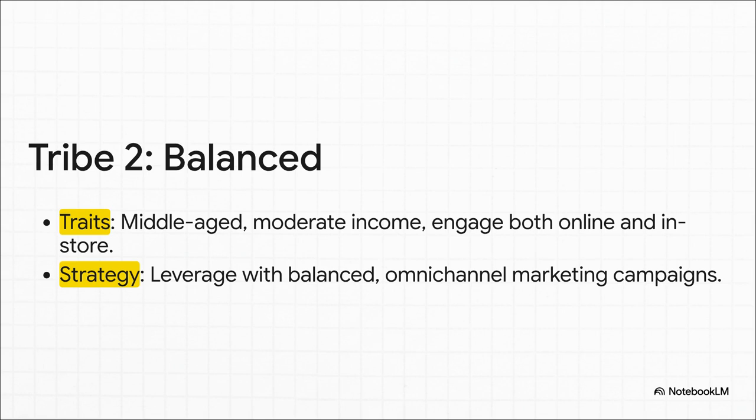Next up, we've got Tribe 2, the balanced shoppers. These customers are super comfortable in both worlds, digital and physical. For them, you absolutely need what's called an omni-channel strategy. So you can engage them with emails about an in-store sale, or maybe offer an online discount that they can use when they come into the store. The point is, you meet them wherever they happen to be.